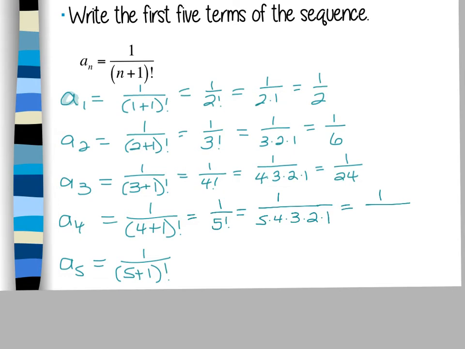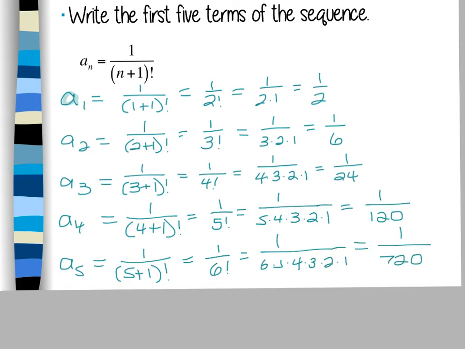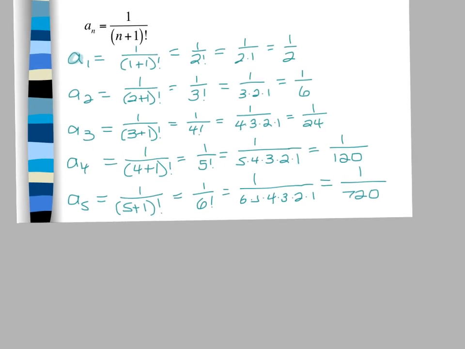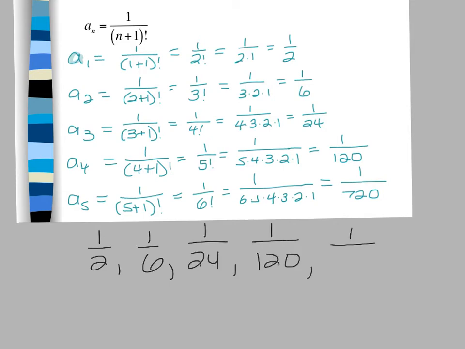So 1 times 2 times 3 times 4 is 24 times 5, 120. And then 1 over 6 factorial, 6, 5, 4, 3, 2, 1. So 120 times 6, 720. And again, it's a series, so we're going to list them in order. 1/2, 1/6, 1/24, 1/120th, and 1/720th.